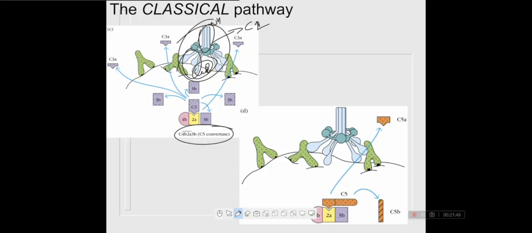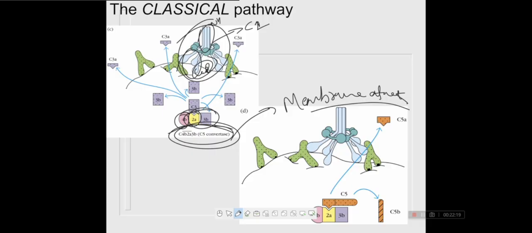They activate the C4. First activate what? C4 will be activated. When C4 is activated, it activates C2. When C2 is activated, it activates C3. When C3 is activated, they form a C5 convertase. When this C5 convertase is formed, it acts as a membrane attack. What? Membrane attack. Clear?